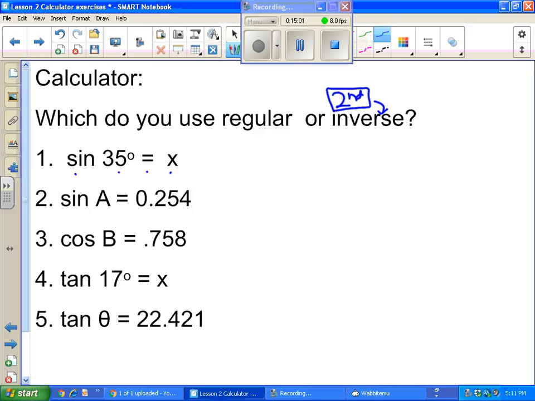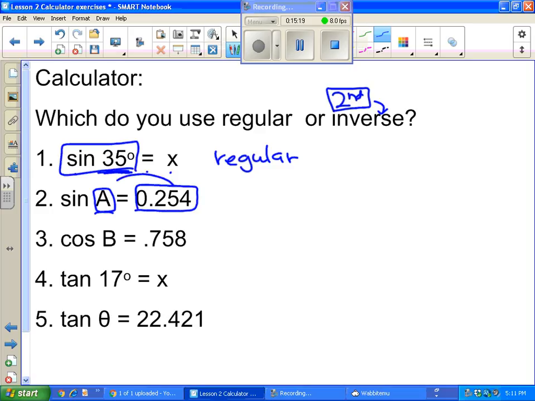All right, I hope that you paused it. I hope that you come up with an answer. If it says sine of 35, it gave you the angle. So that's just regular sine. I type it in exactly the way it looks, so it's regular. Number 2, it's like sine of A. Uh-oh, they don't give me the angle, they give me the answer. So it's like I have the answer, I have to work backwards to find the angle. That's a clear case of when we use inverse.